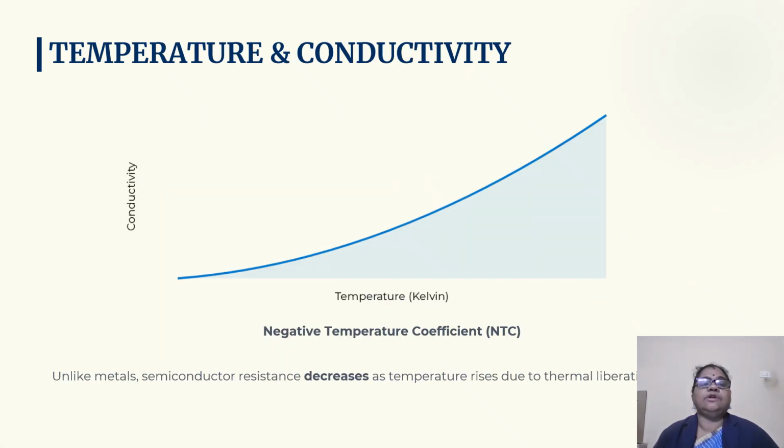So when we consider temperature and conductivity, it has a negative temperature coefficient. Unlike metals, semiconductor resistance decreases as temperature rises due to thermal liberation of electrons. So with the increase in temperature, the electrical conductivity is more in the case of semiconductor.